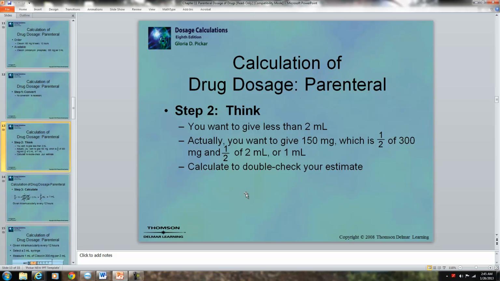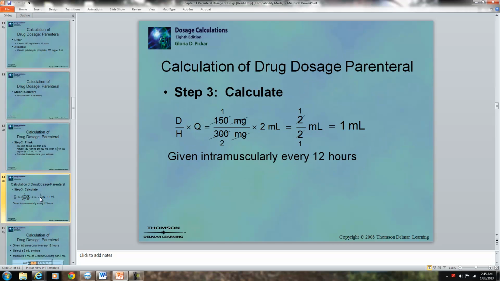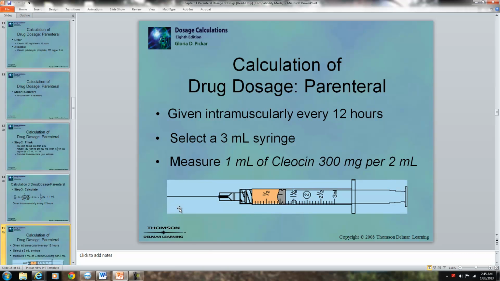Now, this would be thinking in your head, so now you have to actually calculate. The desired is 150 milligrams. What we have is 300 milligrams per 2 milliliters. So when we cancel, we have 2 over 2, which reduces to 1 milliliter. So you would give 1 milliliter in the muscle every 12 hours. One milliliter would be given in a 3 milliliter syringe, and the medication would look like this.